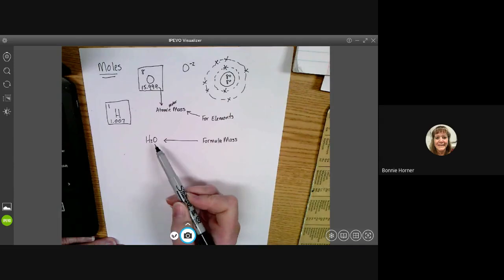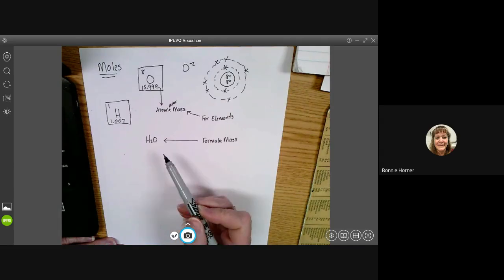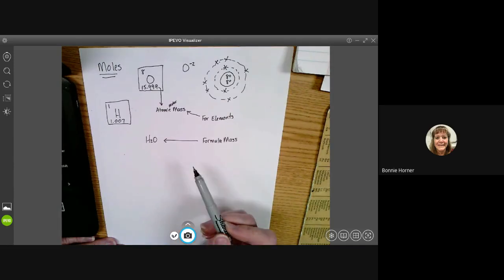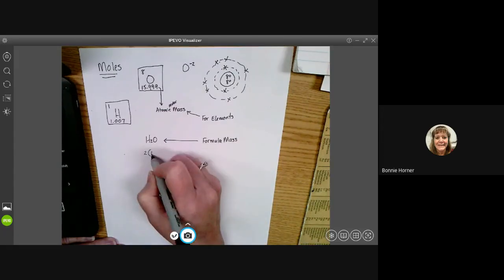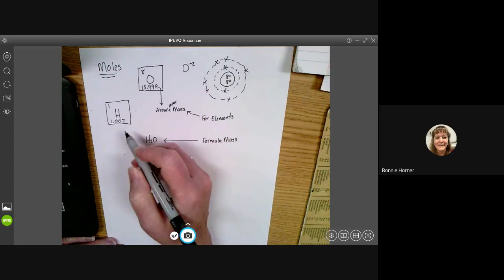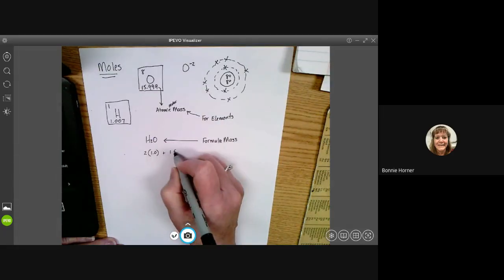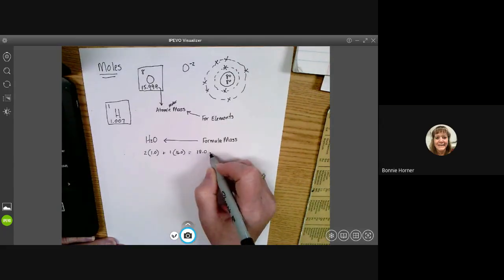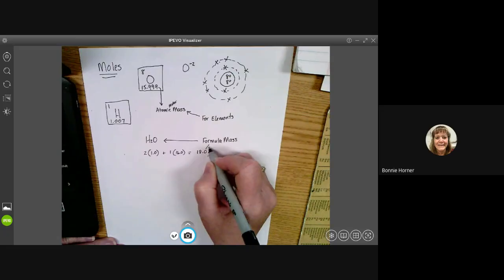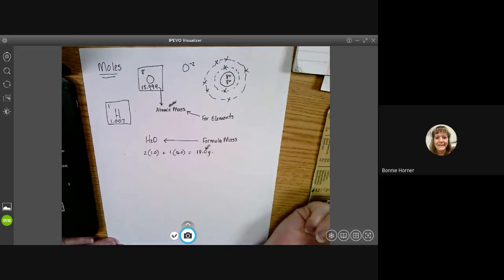Okay, so this time we're saying we have a mole of water molecules, or a mole of water formulas. So what do we do? We say we have 2 times 1.0, and I'm rounding for the mass, plus 1 times, and I'm rounding the mass for oxygen, 16.0, which equals a total of 18.0 grams. So that is what we call the formula mass for water. And that's what 1 mole of water weighs.